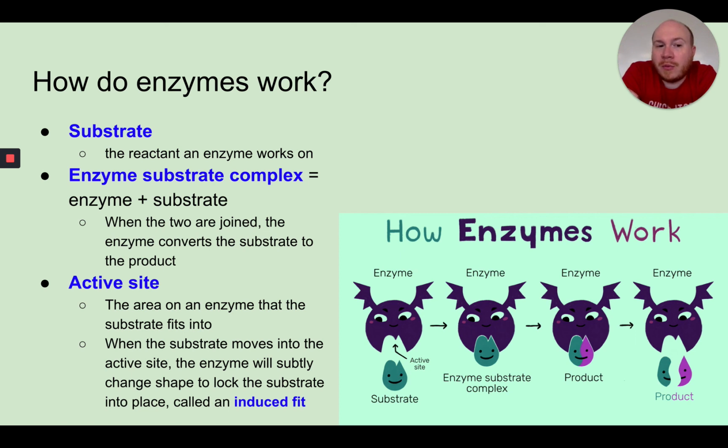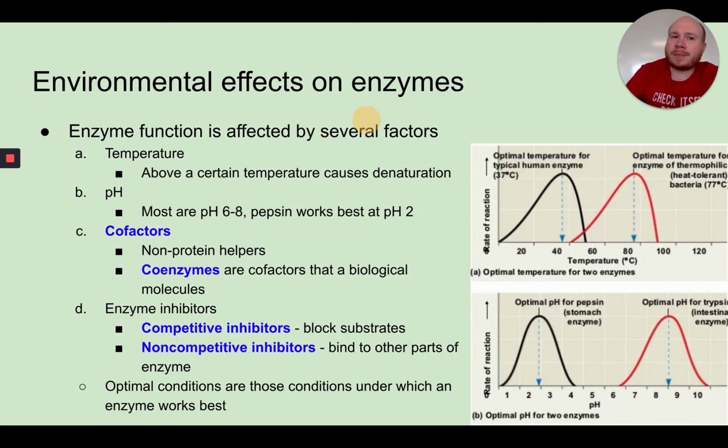When the substrate moves into the active site, the enzyme will subtly change shape to lock the substrate into place, and we call this an induced fit. And every once in a while, an enzyme that's evolved to specifically work with one reactant might also have something else that can sit into this active site, either blocking it, inhibiting it, or blocking it completely, and instead of just shutting the enzyme down for a while, could shut it down permanently. And that happens sometimes too.